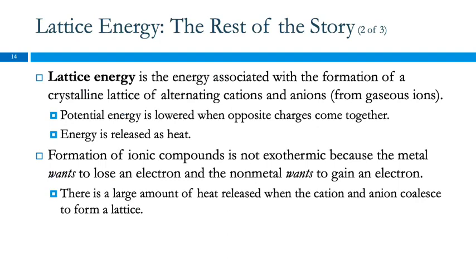So the lattice energy is the energy associated with the formation of a crystalline lattice of alternating cations and anions. And it's measured from the ions in their gaseous state. So we've got separate cations and anions, and they're going to be attracted to each other. And when they come together, that lowers their energy. Well, where does the energy go that they had? It gets released. That's the lattice energy. It gets released as heat.